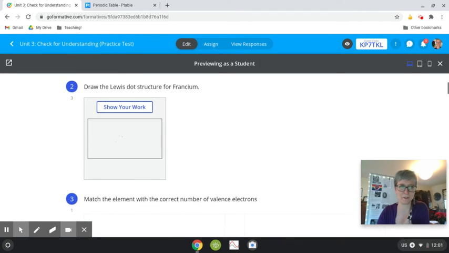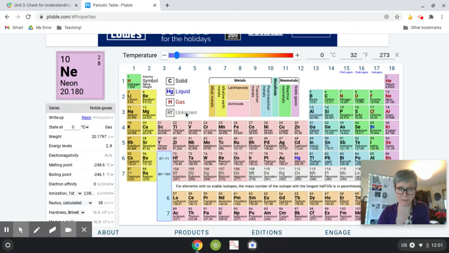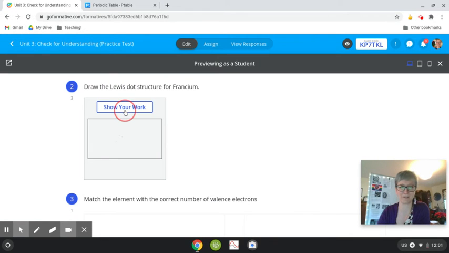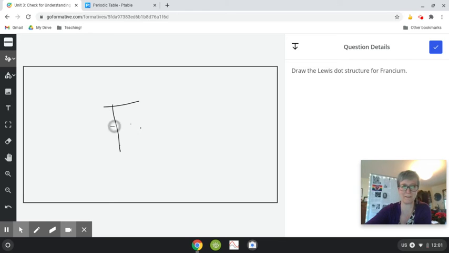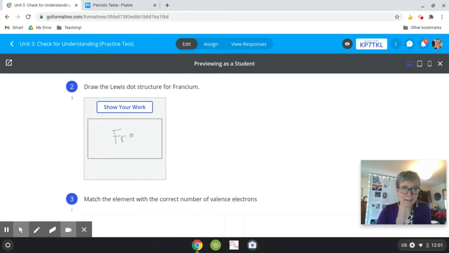Moving to number 2, the Lewis dot structure for francium. Clicking to the periodic table, you'll find francium right here in group 1. You write the symbol and 1 valence electron, so I have Fr with 1 valence electron. That is a little squiggle, doing the best we can. If you want, you can also insert a circle as your electron. Whatever you feel is easiest with the tools that we have. All right, so there's number 2.